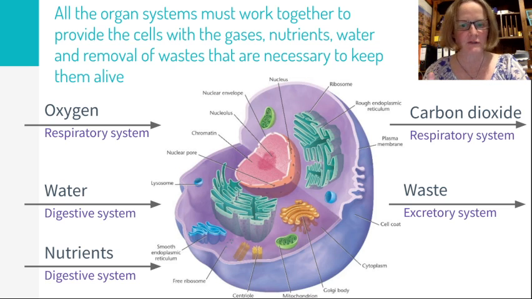But where's the circulatory system? It doesn't appear anywhere on this diagram of the needs of the cell. But of course that's because it's the circulatory system's job to actually deliver the oxygen, the water and the nutrients to every cell in the body and remove the waste from every cell in the body.